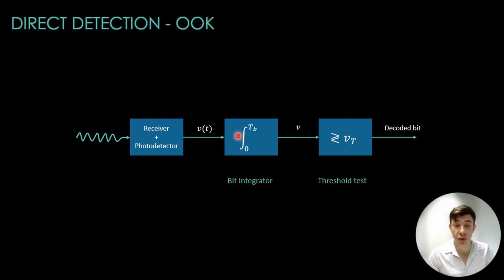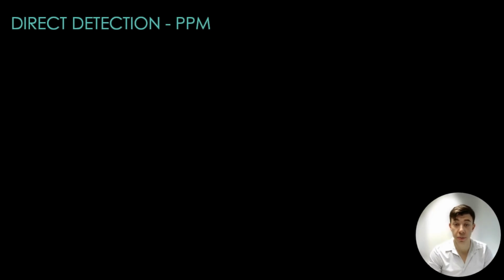In essence, direct detection with OOK is a simple yet effective method of receiving binary data transmitted via light intensity modulation. Let's delve deeper into the process of direct detection coupled with pulse position modulation. It's another essential technique in free space optical communications. PPM encodes information in the position of the light pulse within a symbol period, offering better power efficiency and noise resilience than on-off keying.